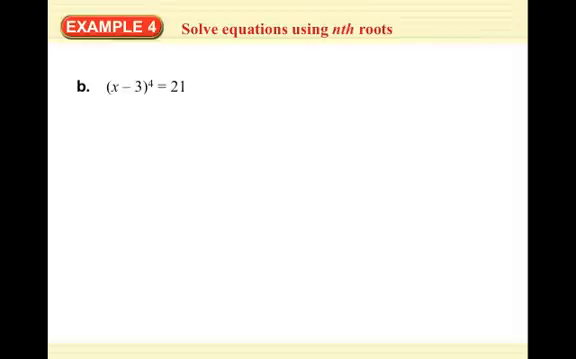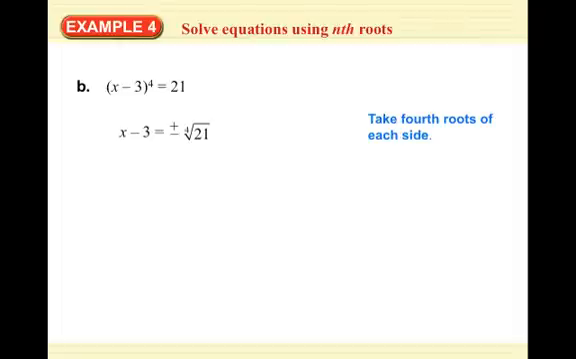So here we've got (x minus 3) to the 4th power equals 21. Well, there's nothing to divide by. First thing we're going to do is take the 4th roots of each side. Now, because the 4th root is even, we're going to do just like we did when we have square roots. And on the number side, we're going to put plus or minus.